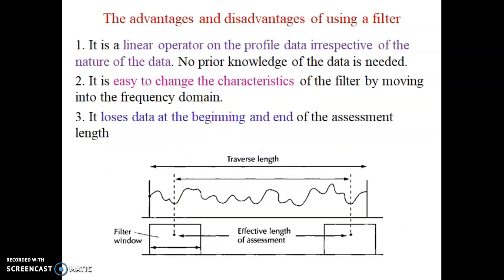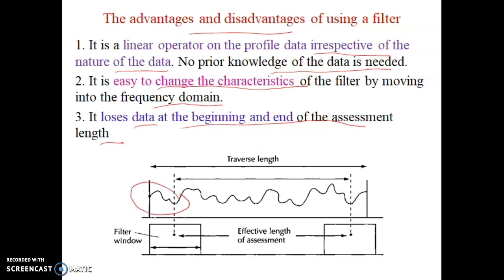Here some advantages and disadvantages of using the filter are explained. On the advantage side, no prior knowledge of data is needed because it is a linear operator on profile data irrespective of the nature of the data. Then it is easy to change the characteristics of the filter by moving in the frequency domain. But on the disadvantage side, there is loss of data at the beginning and end of the assessment length. Just like here, we are losing some data here and also here.